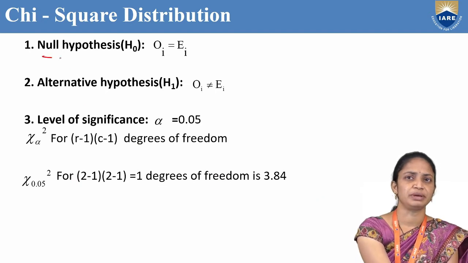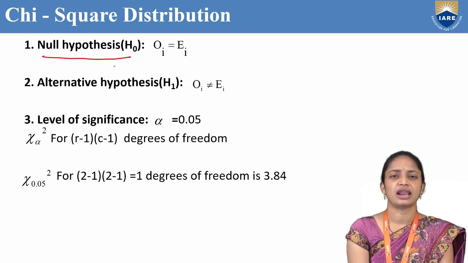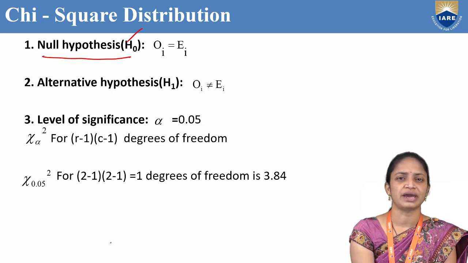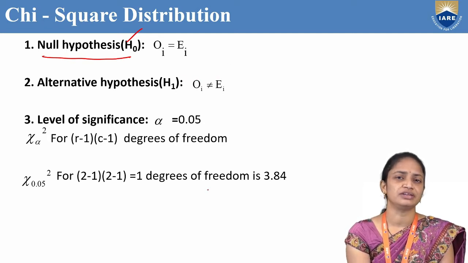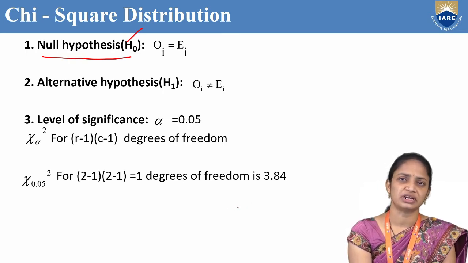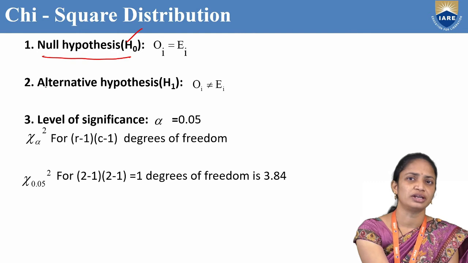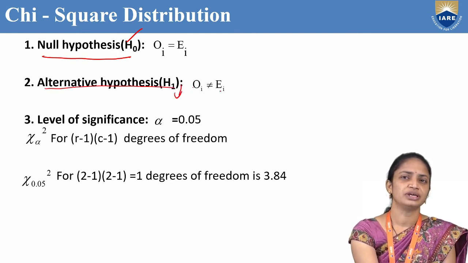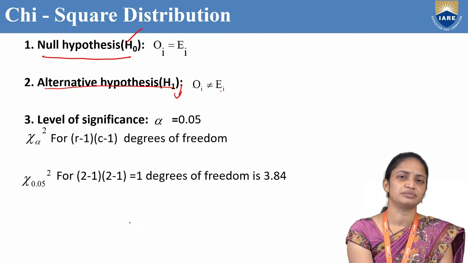So first step is we need to set up the null hypothesis. Null hypothesis is denoted with H naught, that is y equal to ei. That means there is no significant difference between observed frequency and the expected frequency. Like that, the alternative hypothesis is denoted with H1, that is y not equal to ei, because the alternative hypothesis is nothing but the opposite of the null hypothesis.